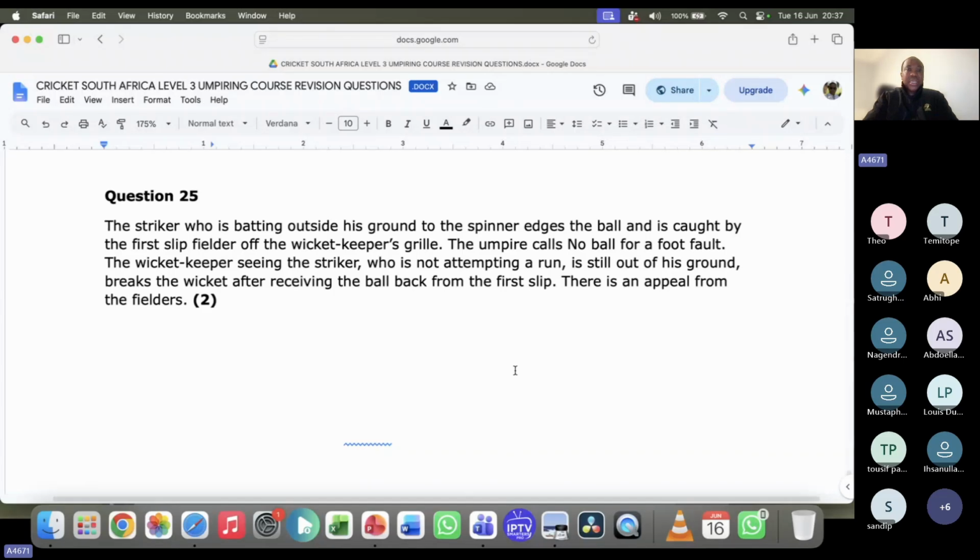6 out of 6. Abdullah, last question for the evening. The striker who is batting outside his ground to the spinner edges the ball and is caught by the first slip fielder off the wicketkeeper's gloves. But the umpire calls no ball for a foot fault. The wicketkeeper, seeing that the striker who is not attempting a run is still out of his ground, breaks the wicket after receiving the ball back from the first slip fielder. There is an appeal from the fielders. What is your decision and why?